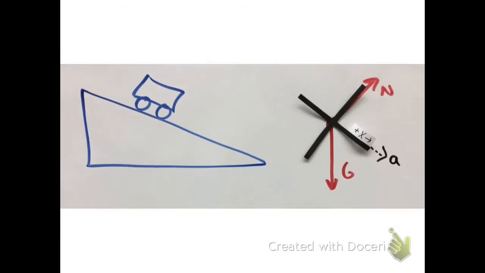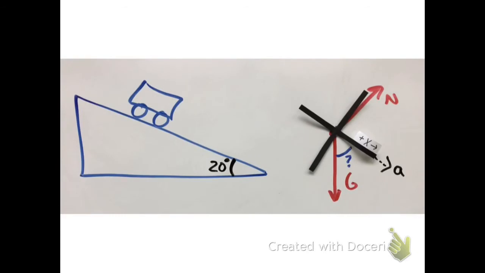Well, if we want acceleration in the direction of positive x, we could just turn our coordinate axis so that positive x fits in the direction of the acceleration. So now that means our reference angle for the gravitational force is that angle between gravity and positive x. We are given 20 degrees as the angle that the ramp rises, and that's often what you'll be given. So what is this angle between gravity and positive x?